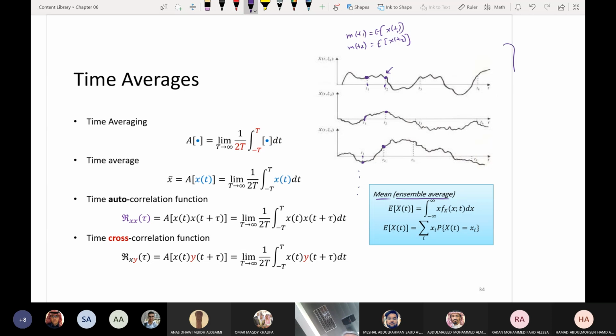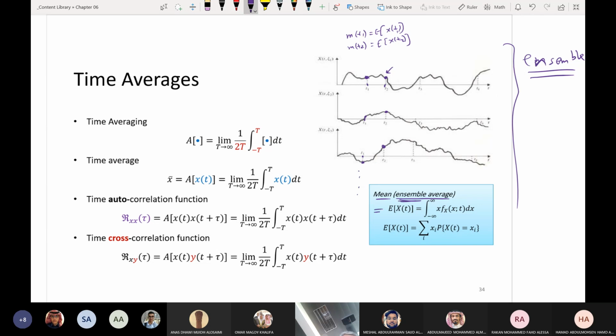Why ensemble? Because we said the collection of all these sample functions is called the ensemble. Right? Remember this term, the ensemble. All these time functions, or sample functions, or realizations, collectively are called the ensemble. And because of that, we call it the ensemble average.